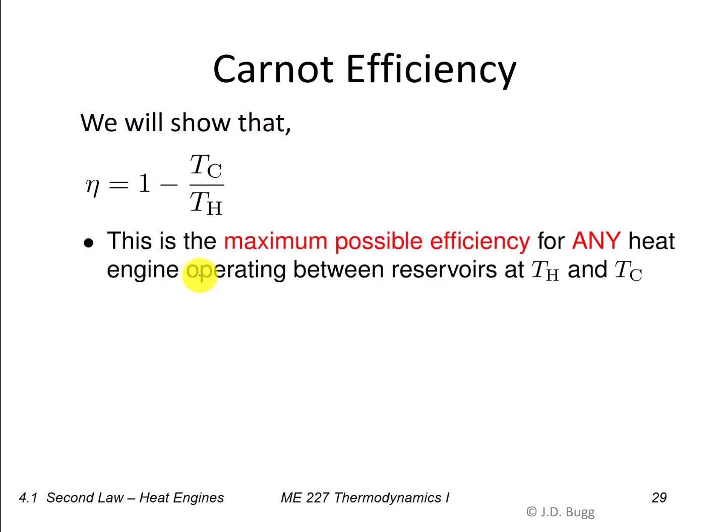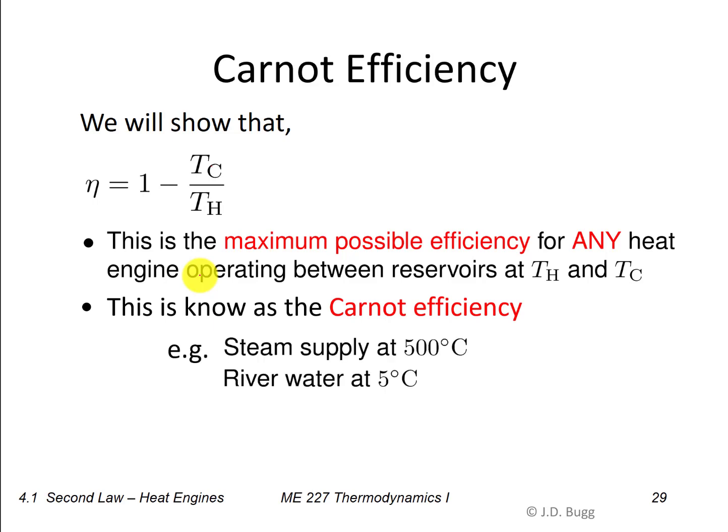So the role that this expression plays is it is the maximum possible efficiency for any heat engine operating between reservoirs at Th and Tc. So this is known as the Carnot efficiency. So let's do an example here. Let's say we have a thermal power plant that is operating with a steam supply, and that steam could be produced by any source of heat.